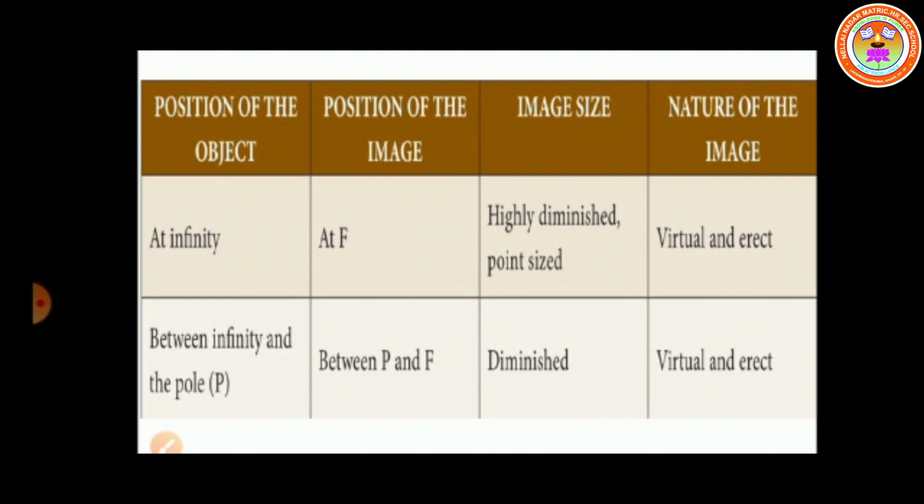Suppose the object is located between infinity and the pole. The image is formed between the principal focus and the pole of the mirror. The image size is diminished, and the nature of the image is virtual and erect. I hope students you understood the image formations by the spherical mirrors.